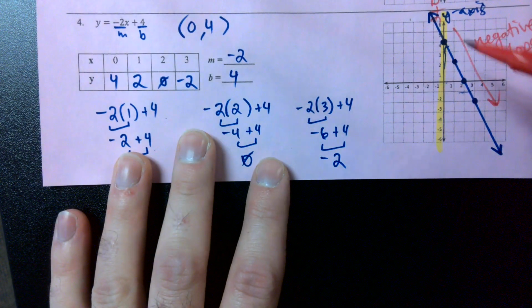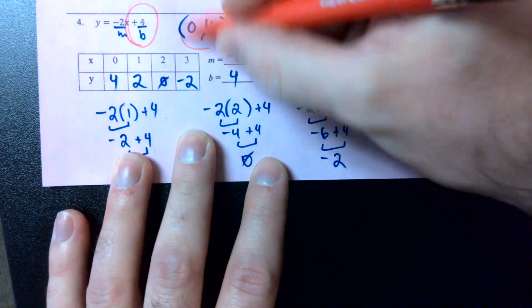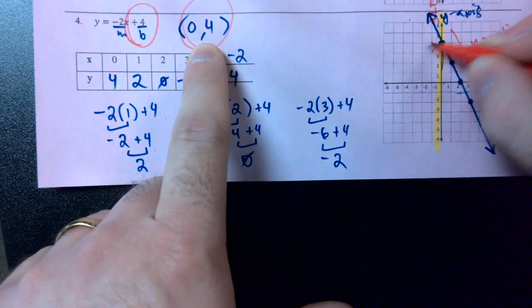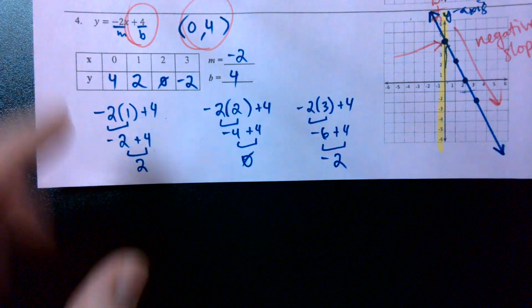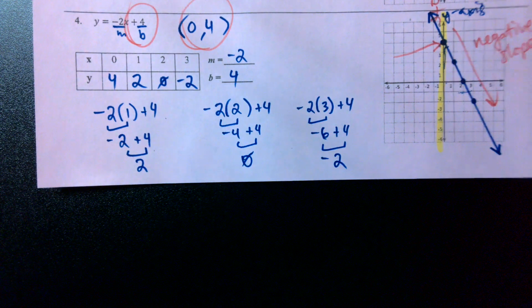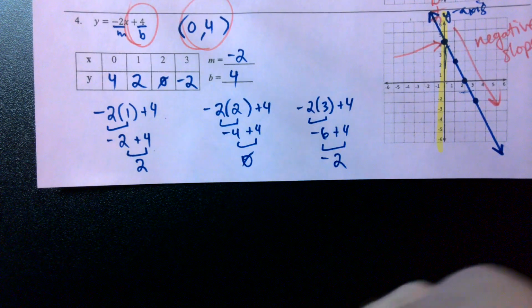Does the blue line that I drew cross the y-axis at positive 4? Yes, it does. That matches up as well. There's like a million different ways we can check our own work using all the tools that we've built so far to make sure that what we're doing is right. You guys get me on that?